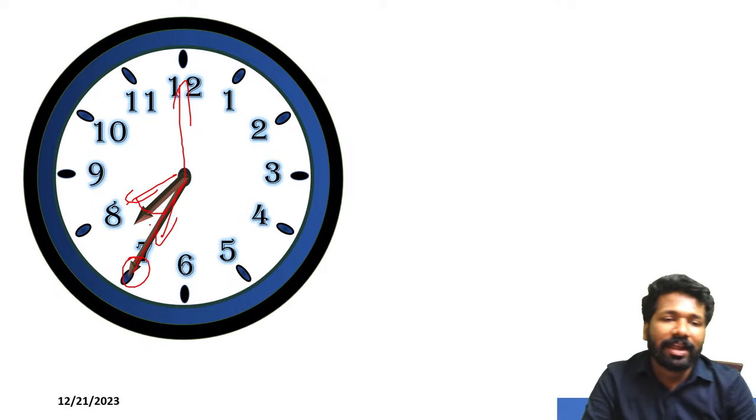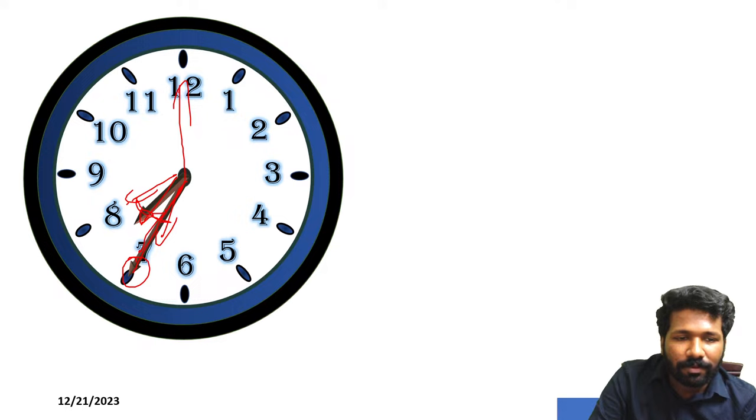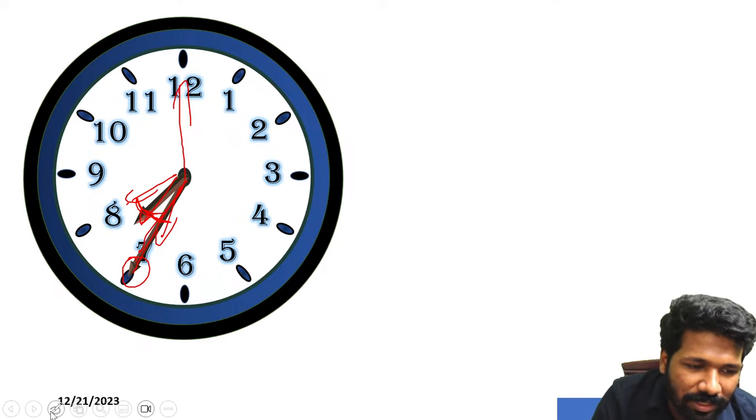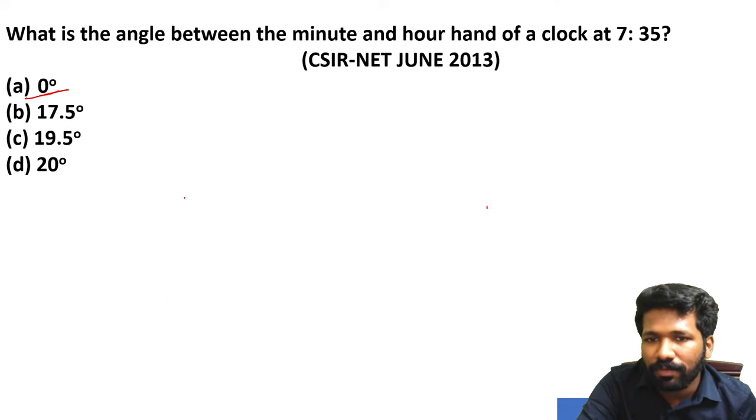That means by the 35 minutes the minute hand has traveled, the hour hand is also traveling that much distance proportionately. That means in 60 minutes of the minute hand, the hour hand will travel from here to here, 7 to 8. So in 35 minutes, it travels some distance. Due to that, there is a gap between the minute hand and the hour hand, and that is what the question is asking. I will call the angle between the minute hand and hour hand theta. So that theta value we need to find.